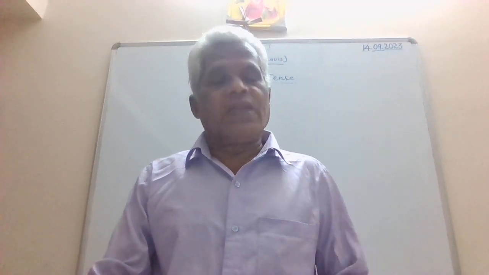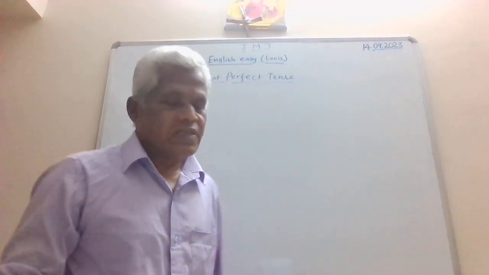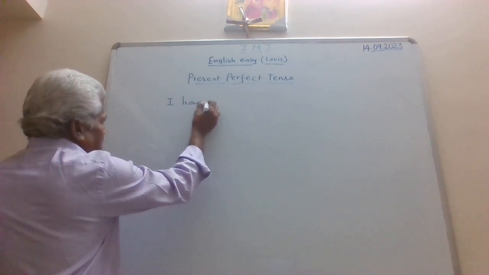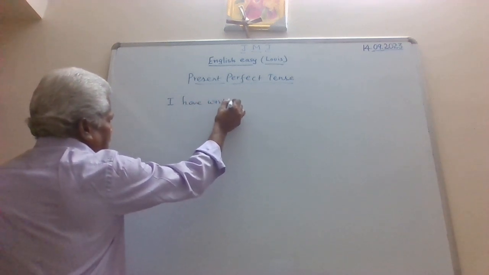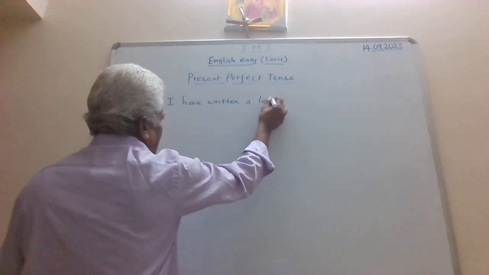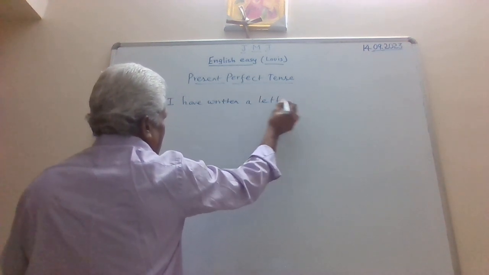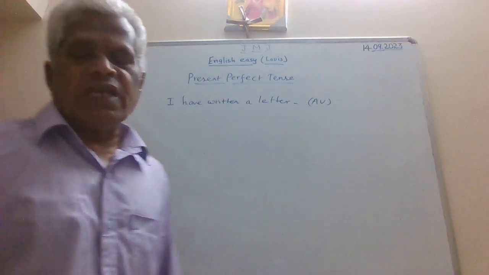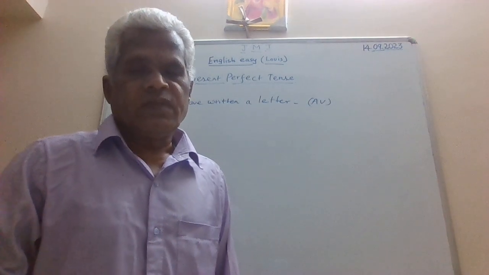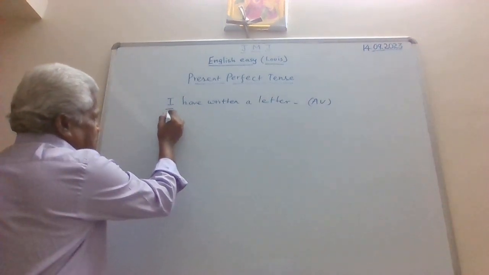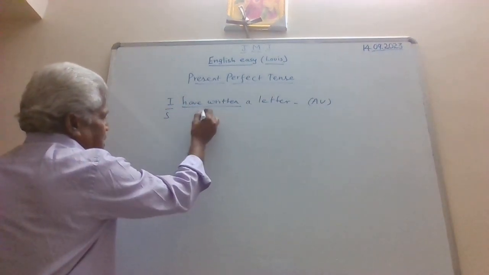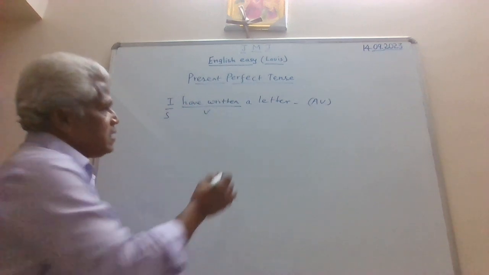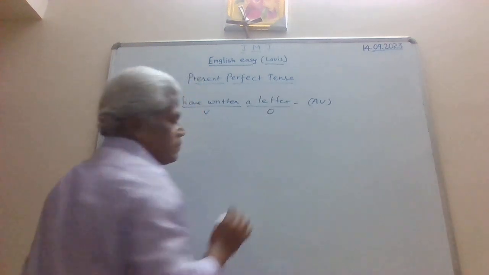So I will write a sentence, for example: I have written a letter. And this is your active voice. I have written a letter. Now what is your subject here? I is your subject, have written is your verb, and a letter is your object.